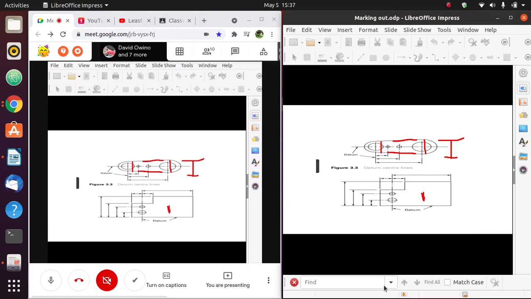I use coordinates. Now, coordinates can be of two types. We have Cartesian or rectangular coordinates, or we have polar coordinates. Rectangular or Cartesian coordinates are those where dimensions are taken relative to the datum at right angles to each other. Kama hii hapa.